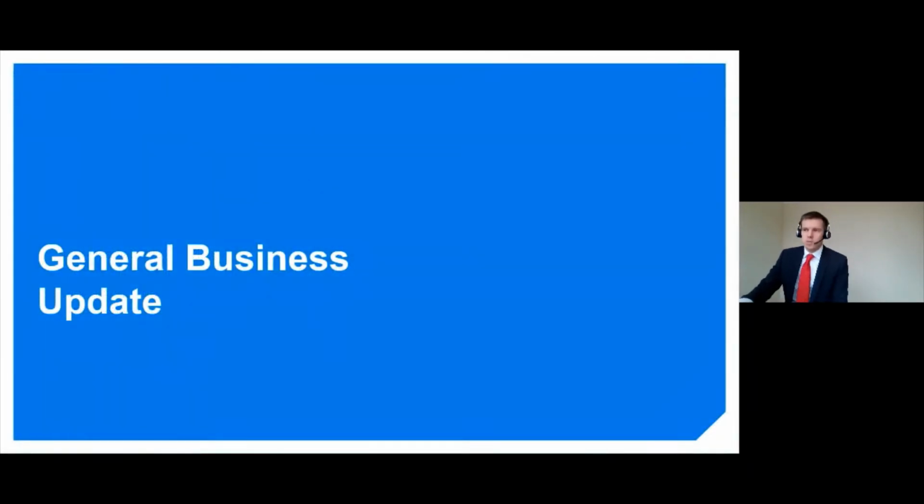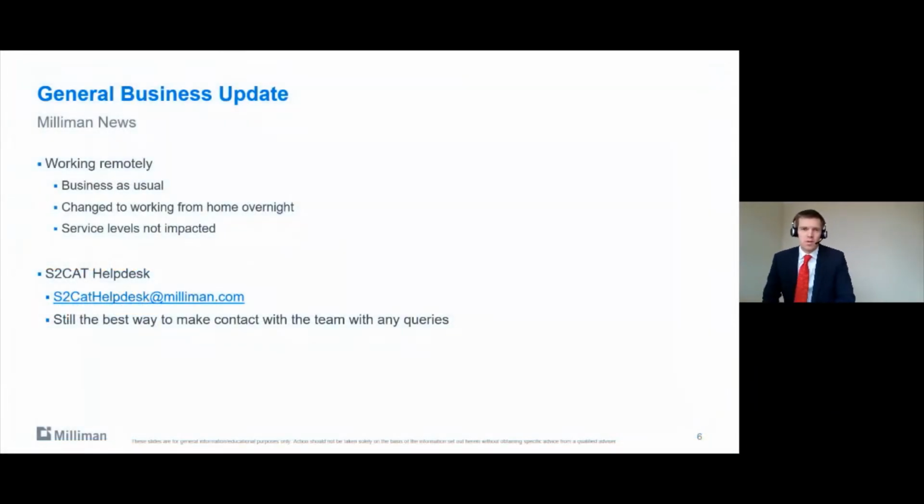So, just a general business update. As many of us are, in Milliman we are working remotely, so it is all business as usual though. I am working from home, so you might hear a dog barking in the background at some stage. We did change over pretty quickly to working from home. There's been no impact on service levels, as we were all set up for that. The best way to contact us with your queries is as before: use the S2CAT help desk email. There's a team of people who monitor that, even if someone is out of the office, so please continue to do that.